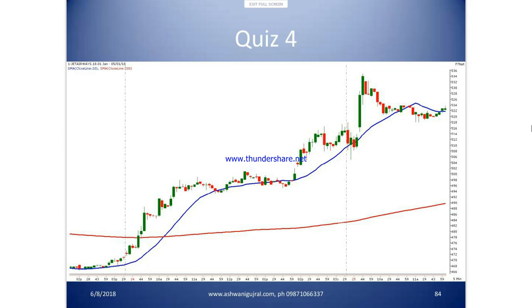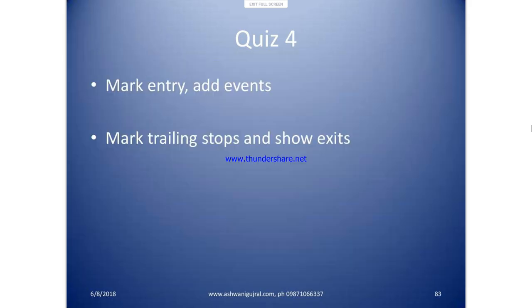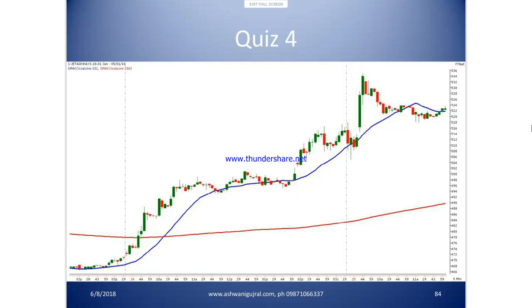So the question is, mark entry, add events, mark trailing stop and show exits. And this is the chart. It's given in your manual.